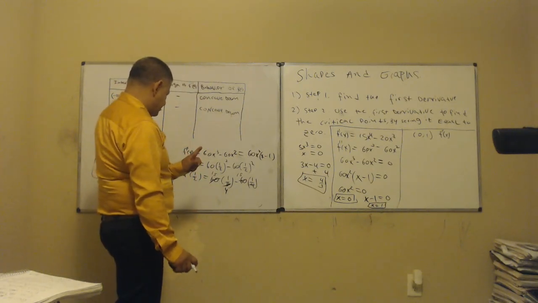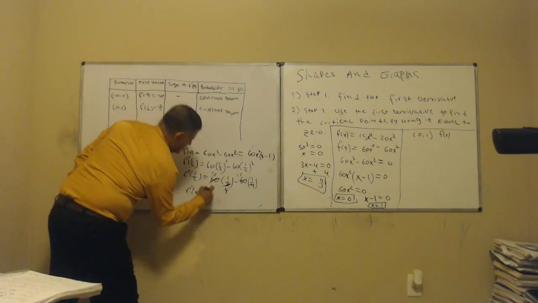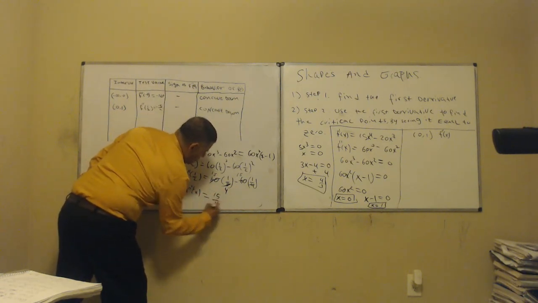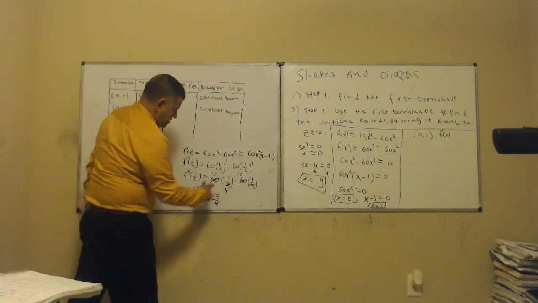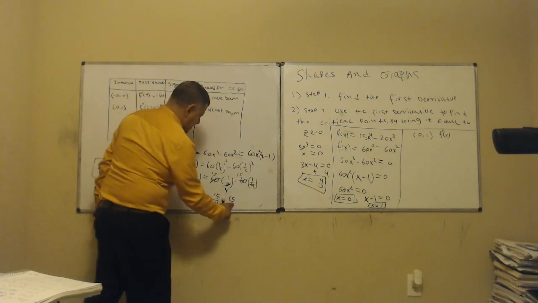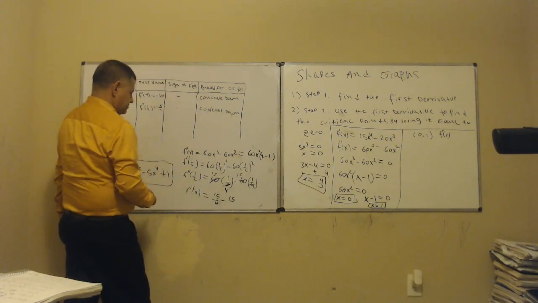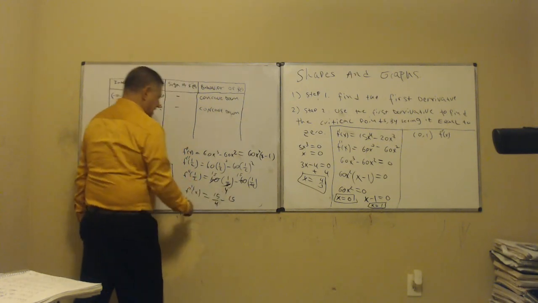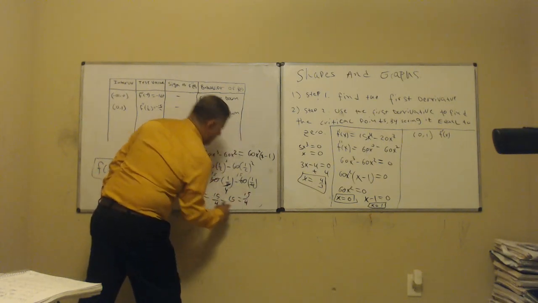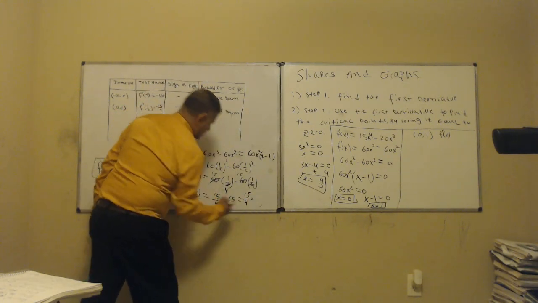Okay? Now, do this. So now I got a 15 over 4, right? And then I got minus 15. Look at this. Take the common denominator of that: 15 over 1 over 4 minus 60.